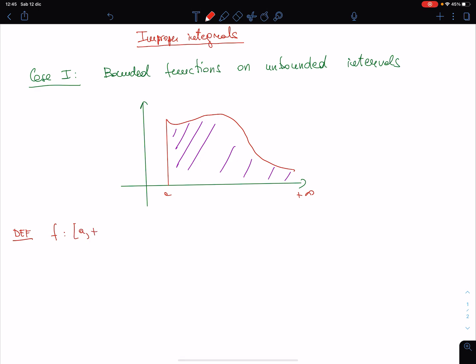let f be a function in the unbounded interval a plus infinity to R. Suppose that it is integrable in [a, c] for every c larger than a. For instance, if f is continuous, then you are done. Let us define the integral function capital F of c, which is the integral from a to c of f.